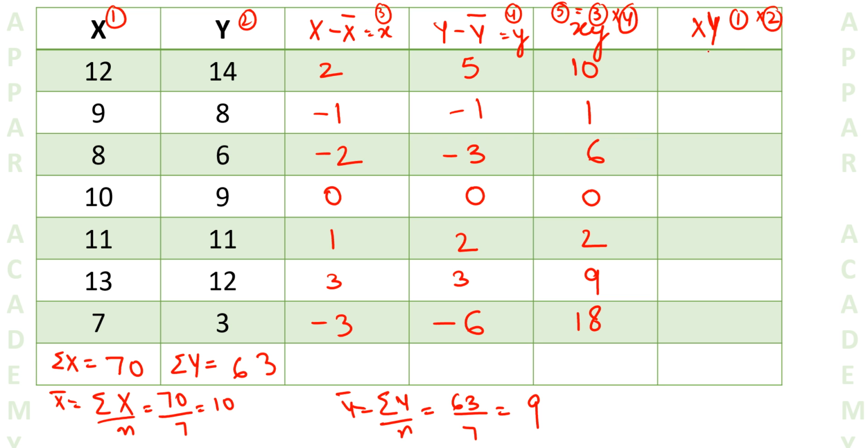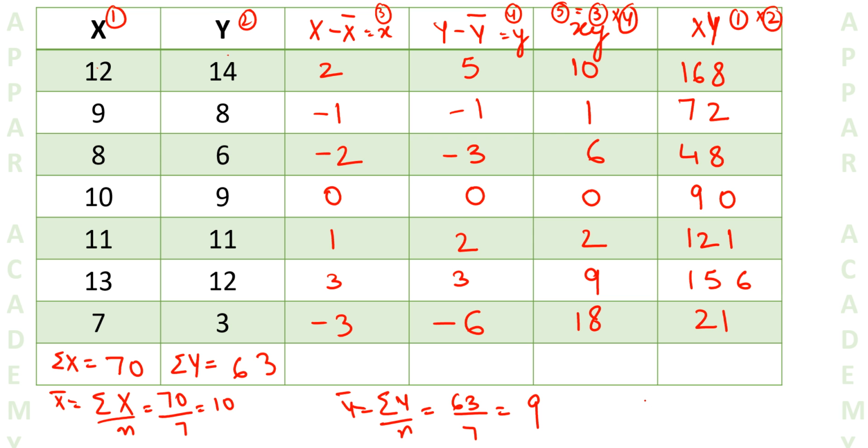Right? Next we need is capital X into capital Y. That is 1 multiplied by this. So 12 into 14 is 168. 9 8s are 72. 8 6s are 48. 10 into 9 is 90. 11 into 11 is 121. 13 into 12 is 156. 7 into 3 is 21. Right? Okay, we have all of this.